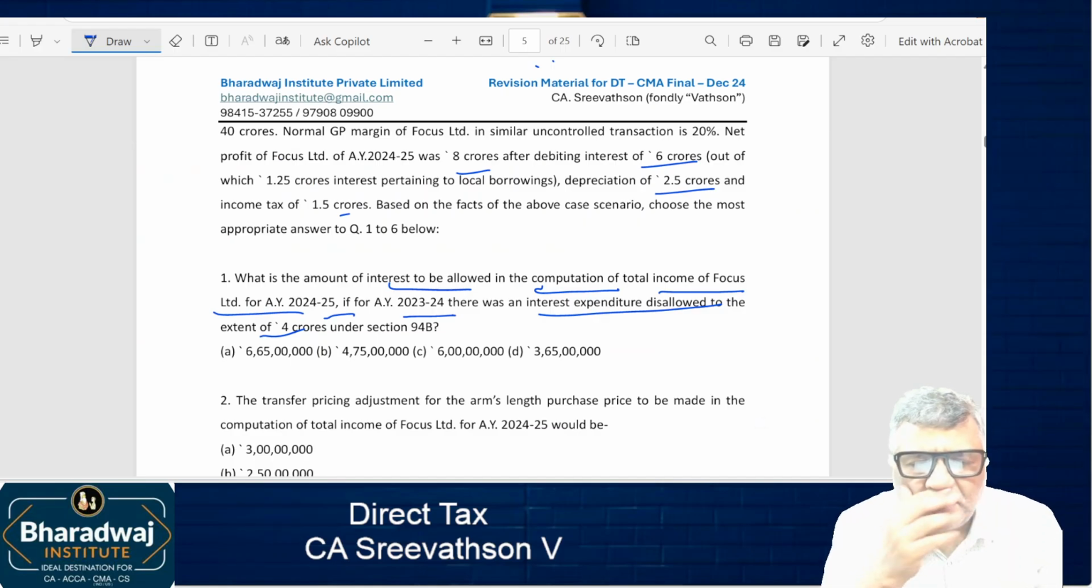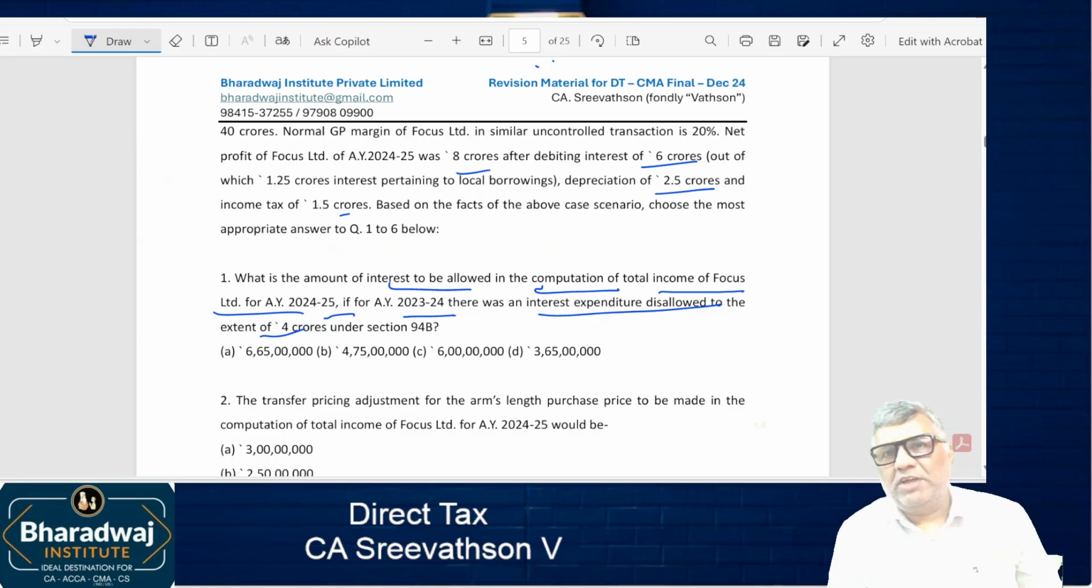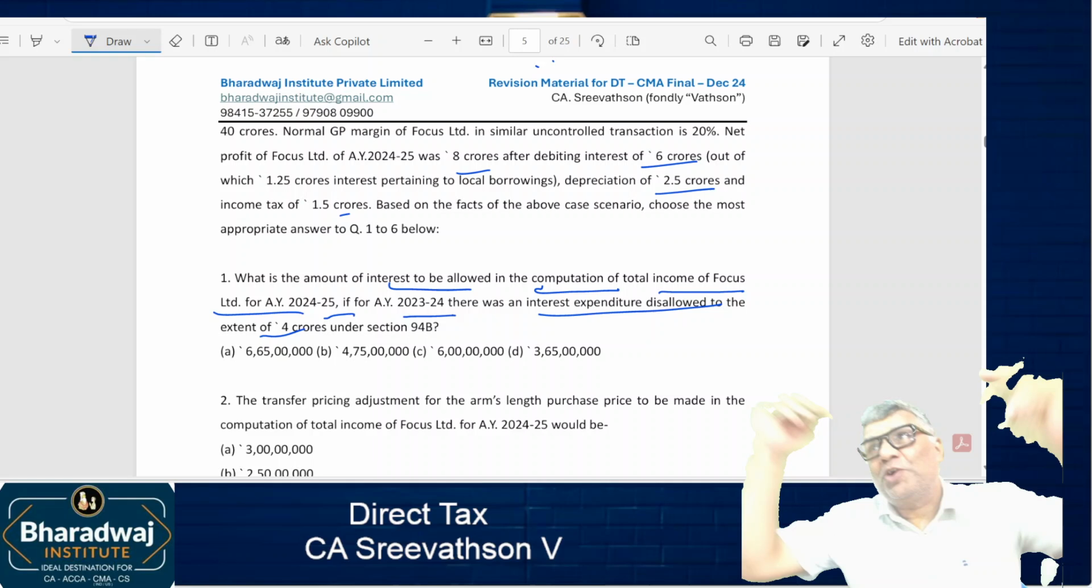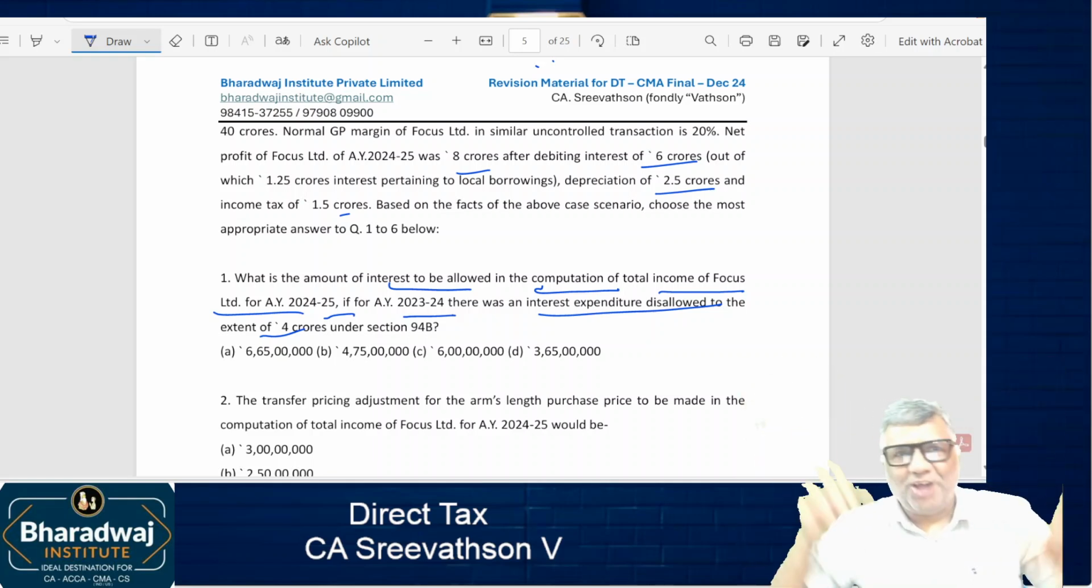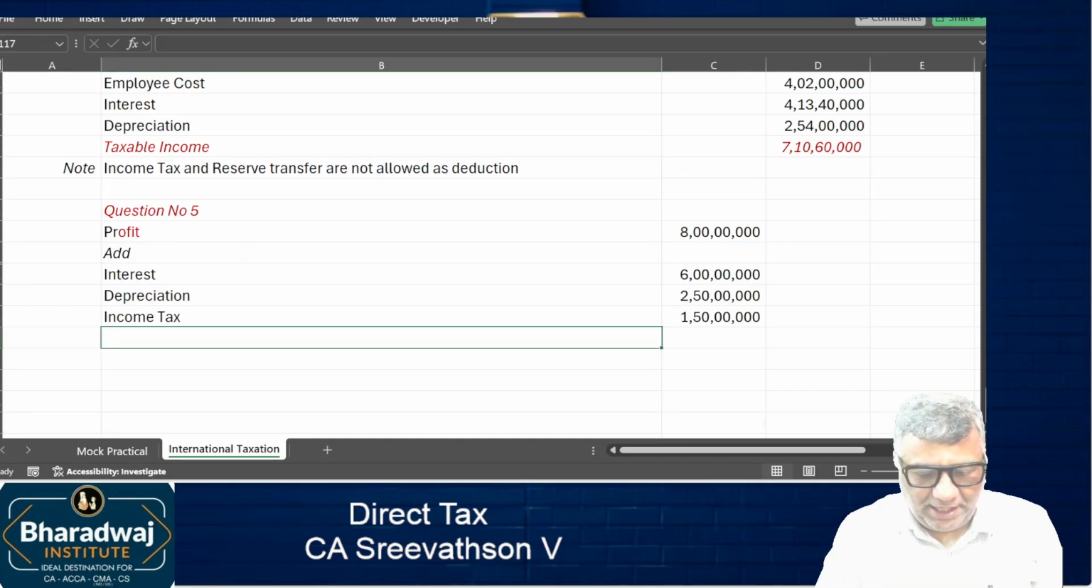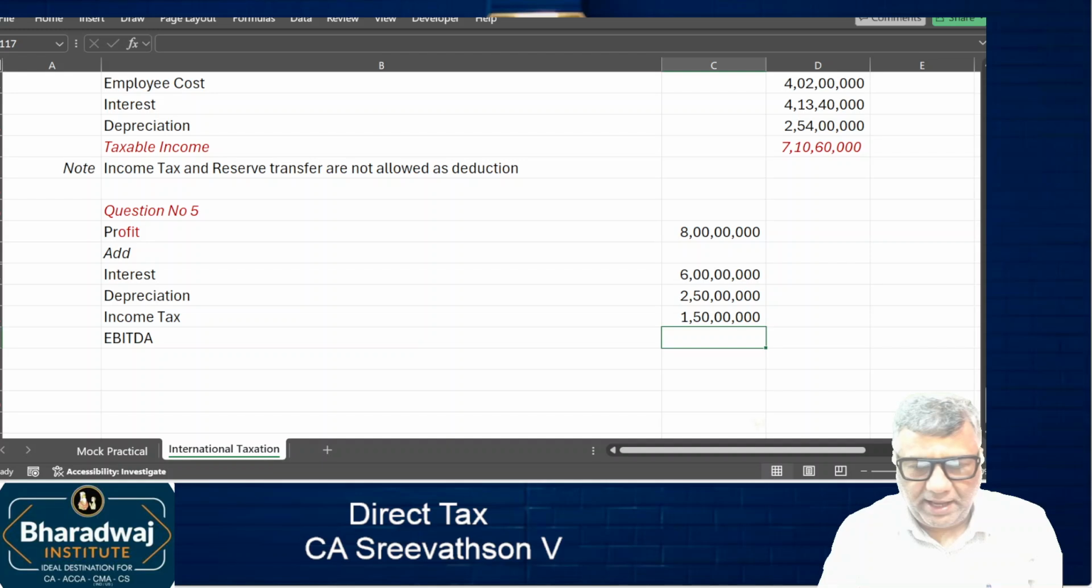Okay. After debiting 6 crores, etc. In examination, we'll always have a doubt. Should I add back 4.75 or 6 crores? Because we should take EBITDA. They never said EBITDA of foreign company. They said EBITDA. Depreciation is also Indian. Tax is also Indian. Interest alone, we will have the doubt. In exam, normally we will have that doubt. EBITDA.